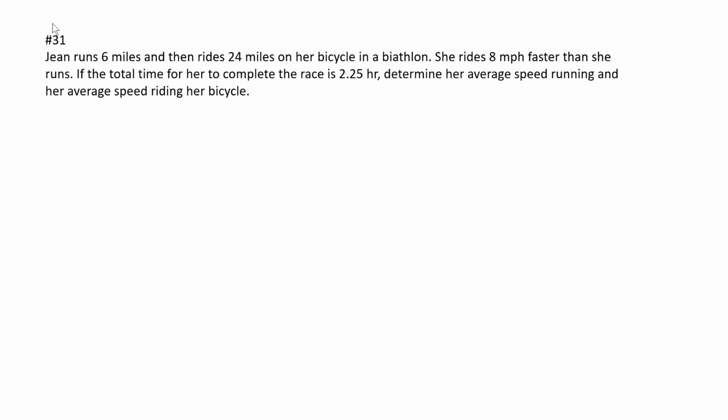Jean runs 6 miles and then rides 24 miles on her bicycle in a biathlon. She rides 8 miles per hour faster than she runs. If the total time for her to complete the race is 2.25 hours, determine her average speed running and her average speed riding her bicycle.